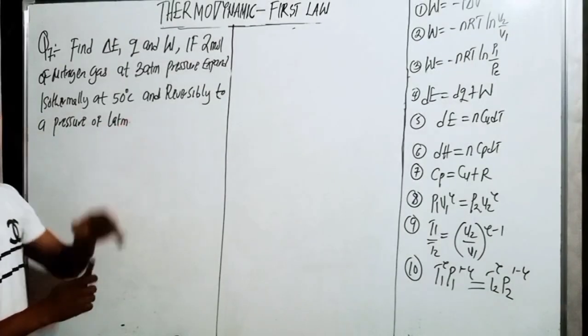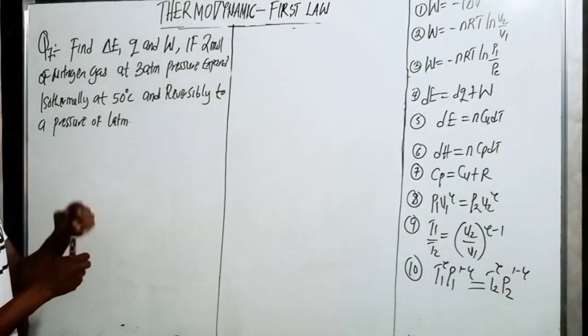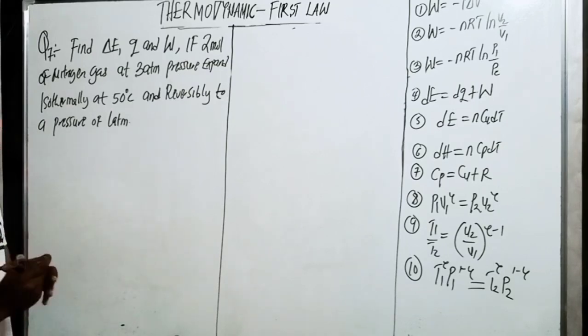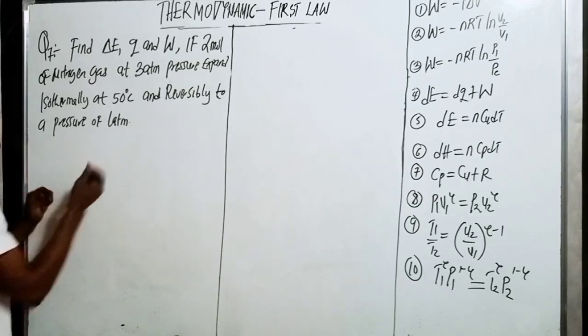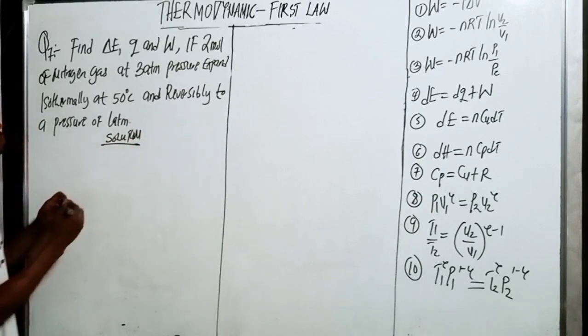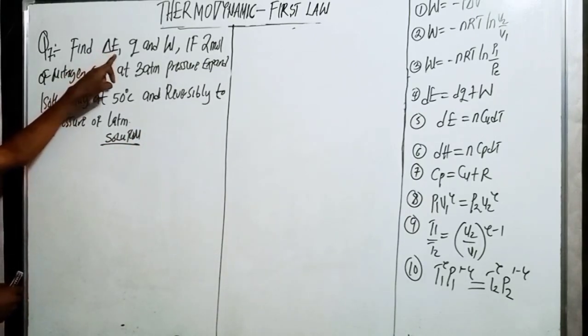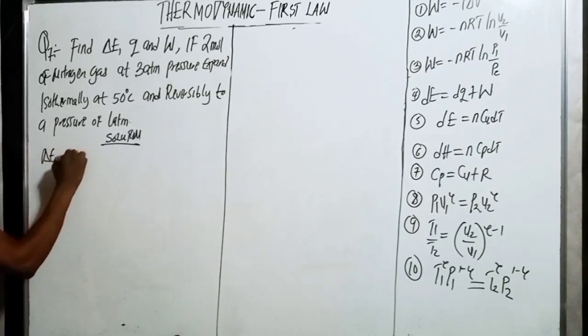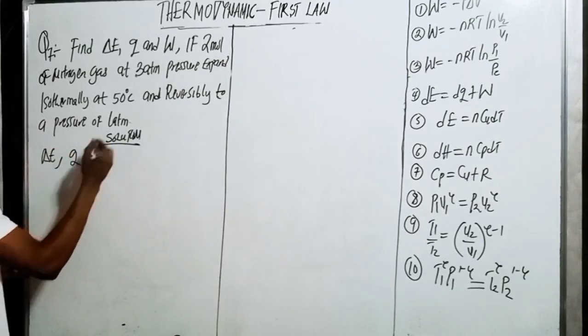Let's solve this question. It says find delta E, Q, and W if two moles of nitrogen gas at 3 atm pressure expand isothermally at 50 degrees centigrade and reversibly to a pressure of 1 atm. So, solution. Now, what I want to look at is delta E, right? They want to calculate delta E, Q, and W, right?